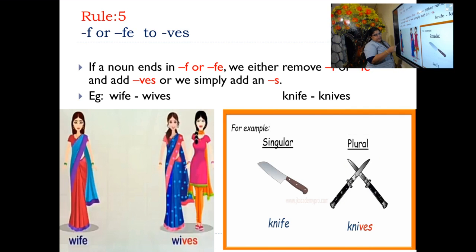Look here. One lady is standing here. Look, what is written under her? It's written wife. And the last 2 letters are f and e. So what is our rule? If a word ends with f and e, what do you want to do? You have to change the last fe into ves.